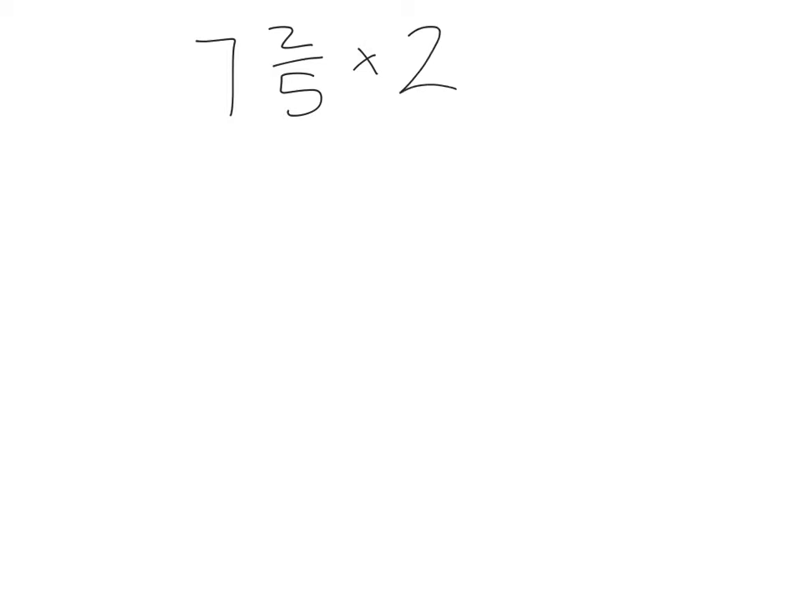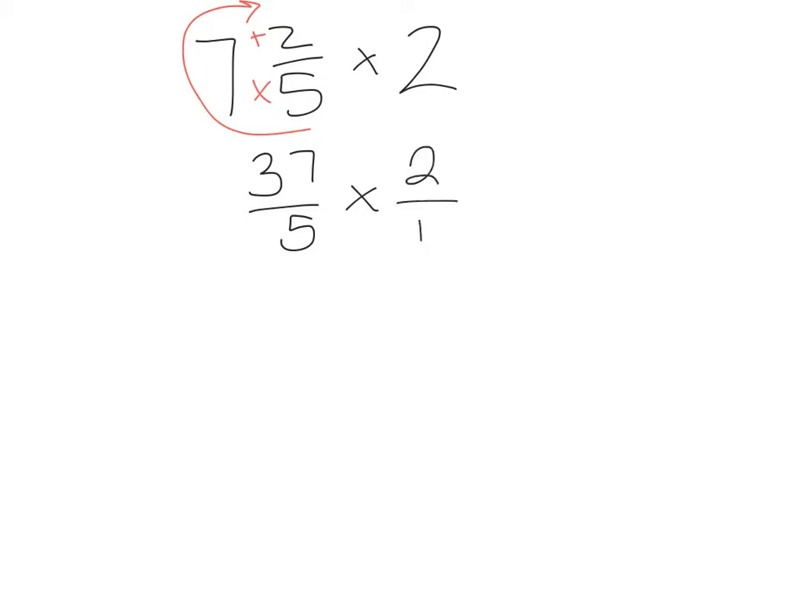Okay, again we need to do the reverse C as we are changing this to an improper fraction. That's our first step. So we would do 5 times 7 is 35, and then add the 2 in. So that would be 37 over 5. We also need to change 2 into a fraction, and we will just place it over 1. We did not change the value when we converted them to improper fractions. Now we can multiply straight across.